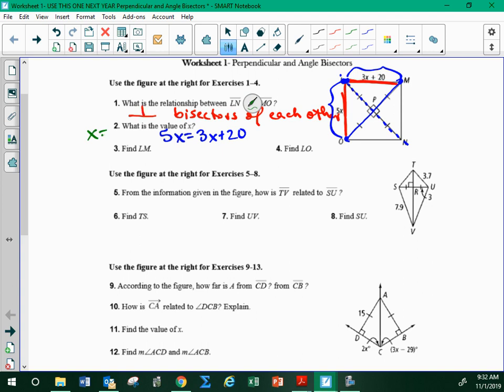All right, what did we get for x for number two? And what was the measure of LN? 50? No, LO? 50. Okay, so that's an example of the perpendicular bisector theorem.